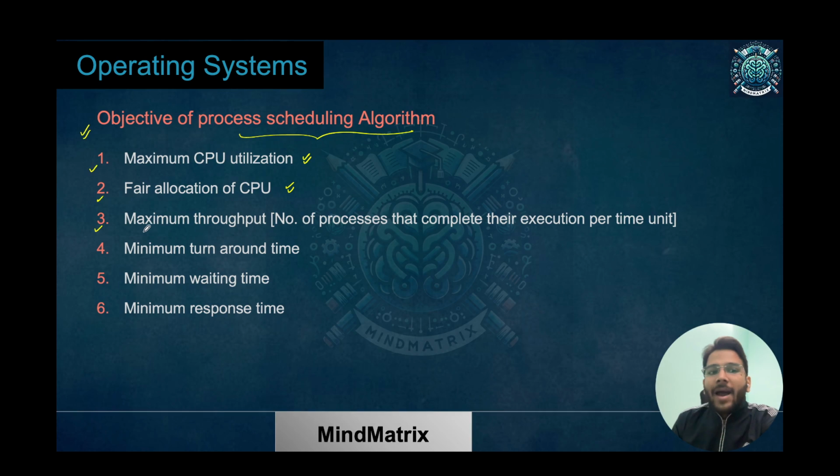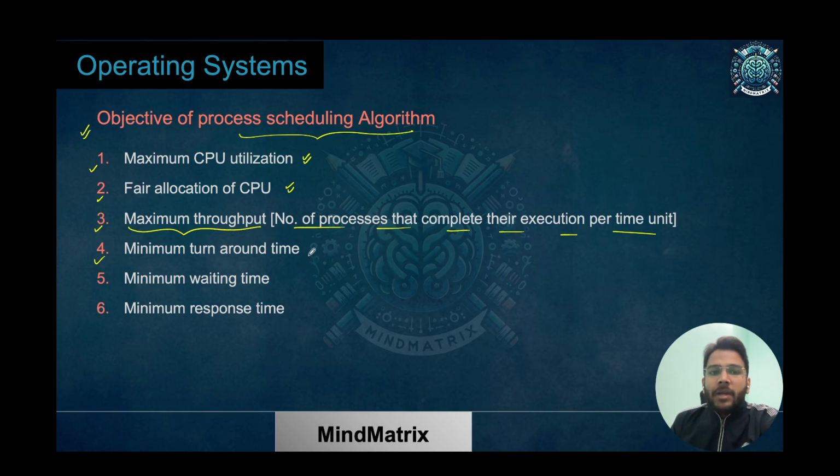Third one is maximum throughput. Now what is throughput? The number of processes that complete their execution per time unit is your throughput, and we want maximum throughput. That means we want the maximum number of processes to complete their execution per unit time.